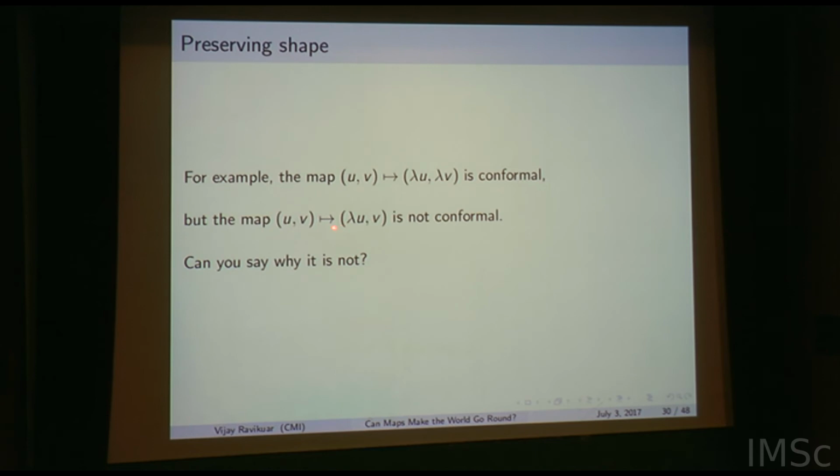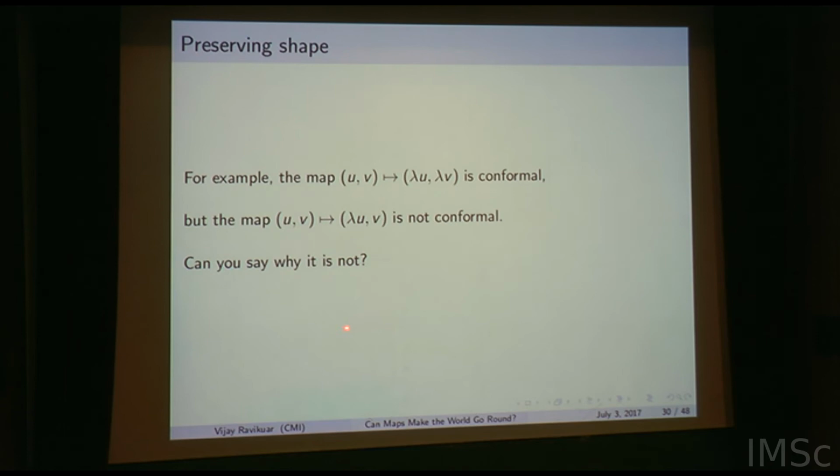Maybe that's not the best example. What about, where would the vector 1, 1 go under the second map? Under the second map, if lambda is equal to 2, where would the vector 1, 1 go? 2, 1, exactly. And where would the vector 1, 0 go? To 2, 0. So if you imagine the angle between the vector 1, 1 and the vector 1, 0, that angle is 45 degrees, right? On the other hand, what's the angle between the vector 2, 1 and the vector 2, 0?